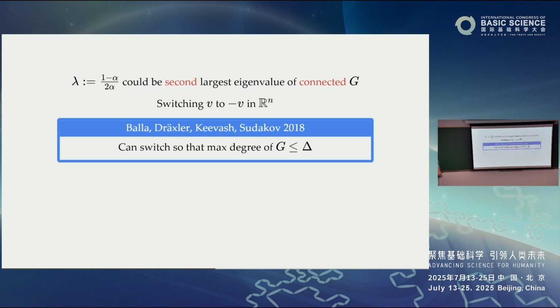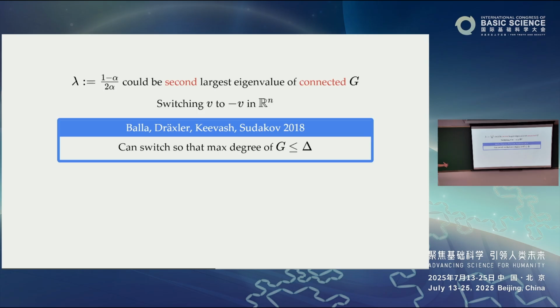And another ingredient here is this idea of switching. So remember I told you about this option to select a direction of the line or the opposite of it, right? So in turn, you can have the option to choose a vector v representing a line or the negation of that. And in the work of Balla et al., they show that you can always do this smart way, do the switching so that the maximum degree of your graph is bounded by a constant that depends only on alpha. Okay, so this upper bound delta doesn't depend on the dimension.